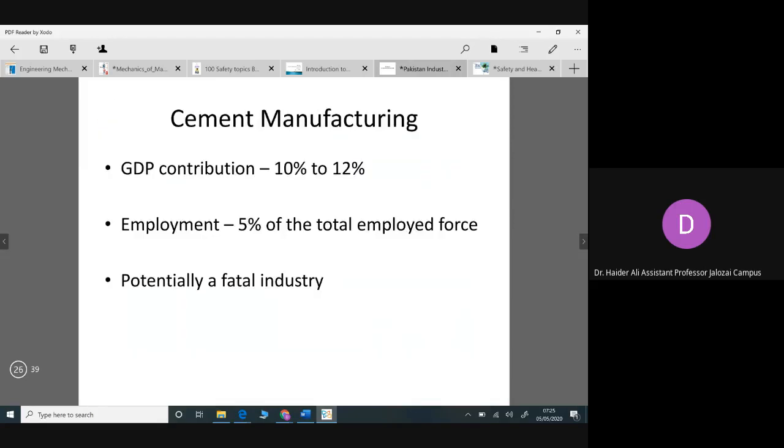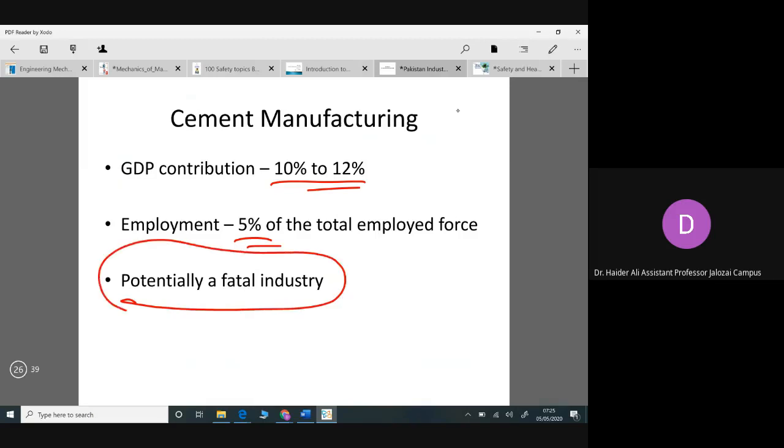Cement manufacturing contributed to GDP 10 to 12%, employment 5%, potentially a fatal industry. Now this is important to focus on. It's a dangerous industry. It can kill you. So if it can kill you, it's important that you know what will kill me or what can kill me.